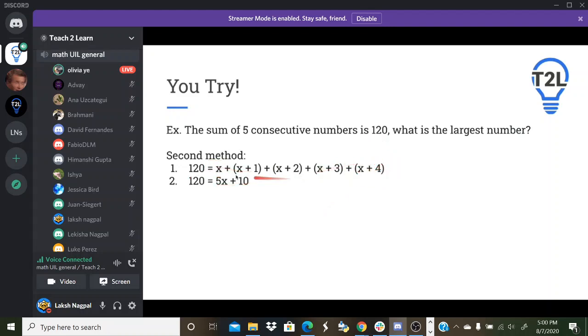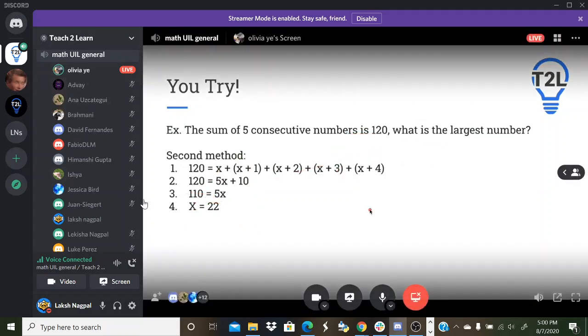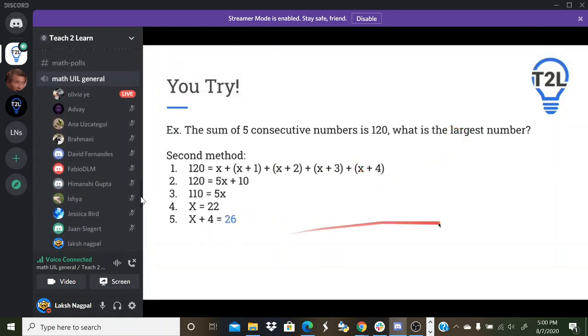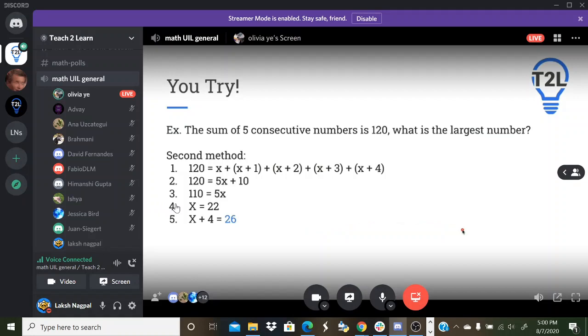So once you add all these together, you get 5x plus 10 is equal to 120. So 5x is equal to 110, and x is equal to 22. But you have to add back the 4 since we're looking for the largest number. And you get x plus 4 is 26. Good job. And always double check.